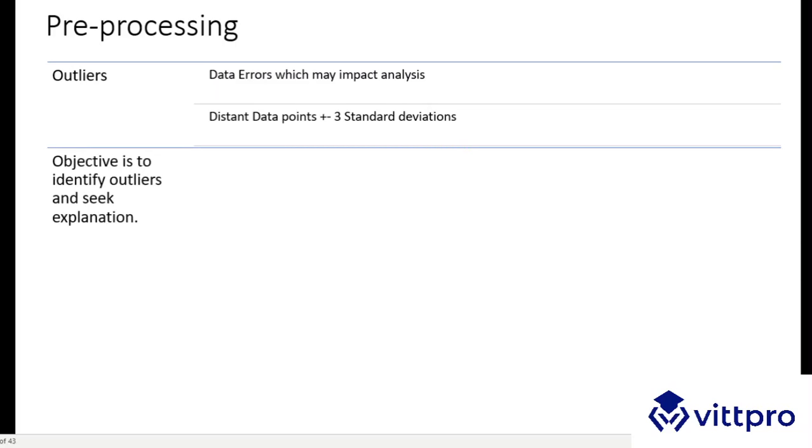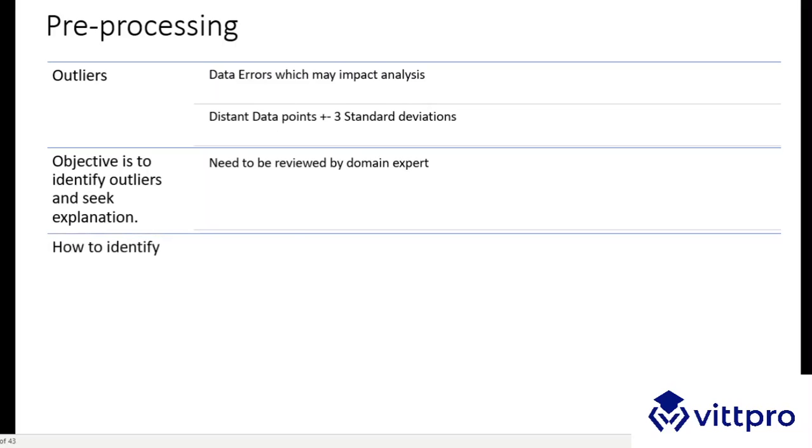So the objective is to identify the outliers and understand the explanation. We just don't ignore them. Maybe it needs to be reviewed by a domain expert, somebody who can explain why there is a difference. Maybe there is a reason for that, right? So you may not just ignore it, but you want to understand it through a domain expert.